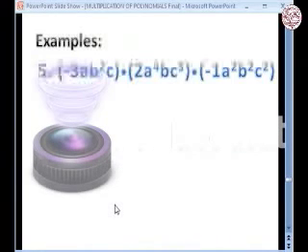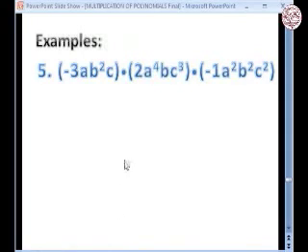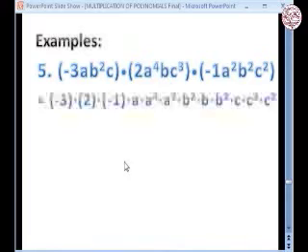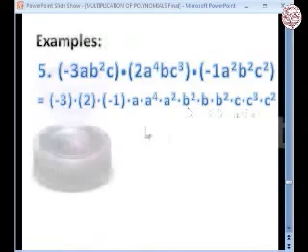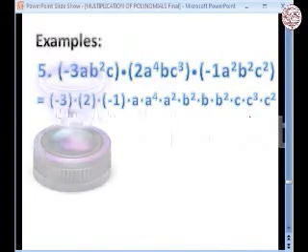Negative 3ab squared c multiplied with 2a raised to 4b c cubed times negative 1a squared b squared c squared. As you can see here, we have coefficients which are negative 3, 2, and negative 1. So first thing, you have to multiply, or you can arrange them first. It would be better if you arrange this one. First is all the coefficients, followed by all a's, followed by all b's, and all c's.